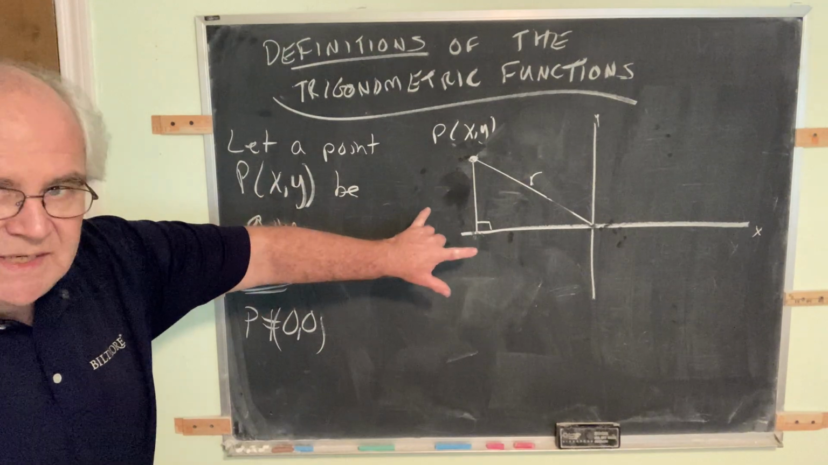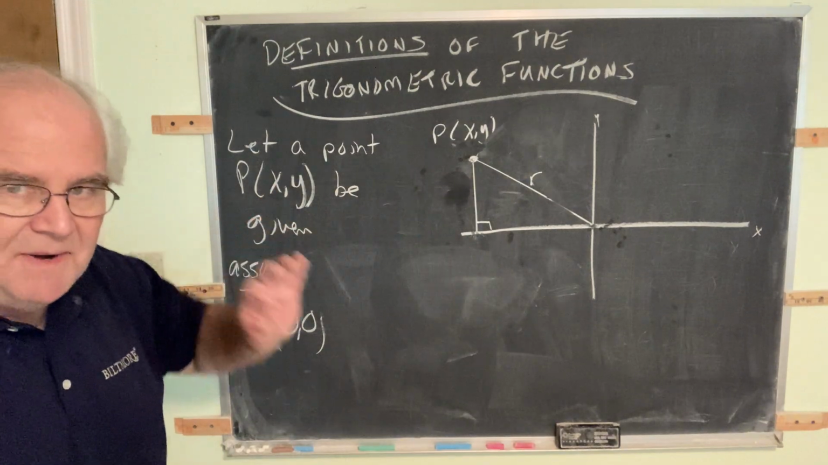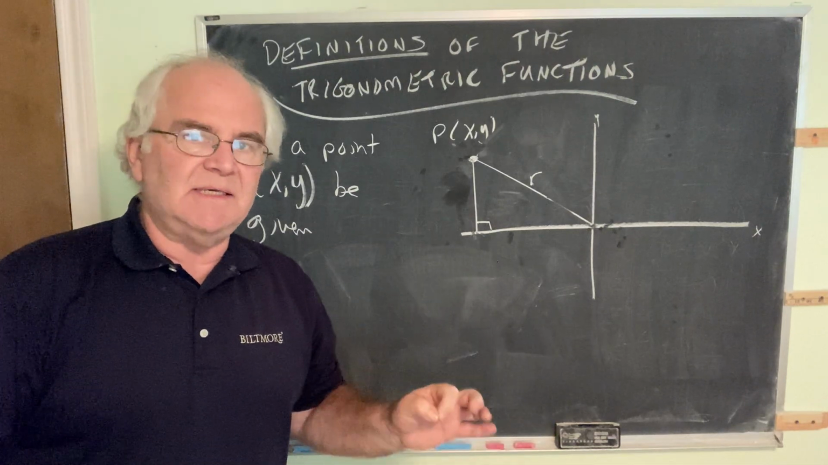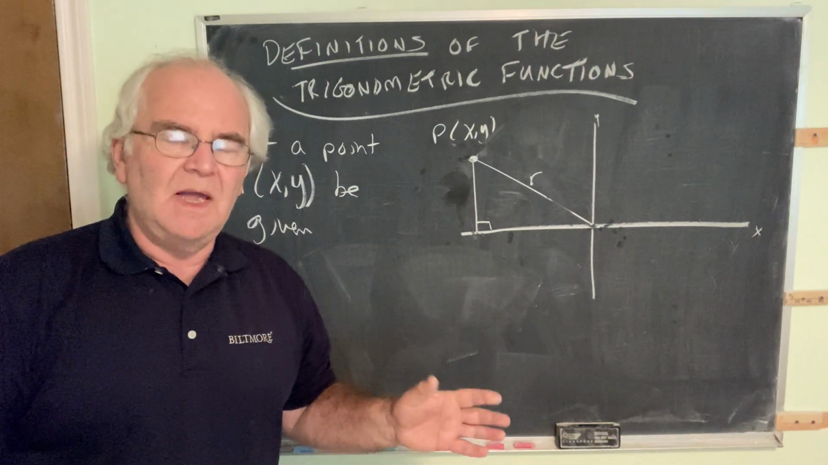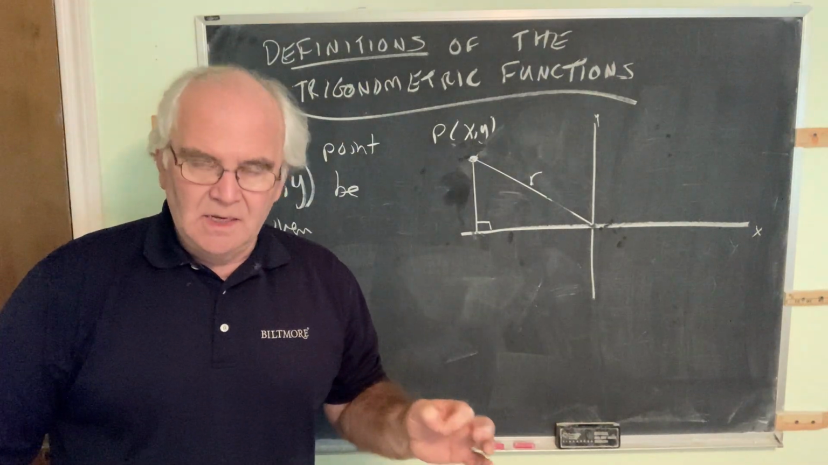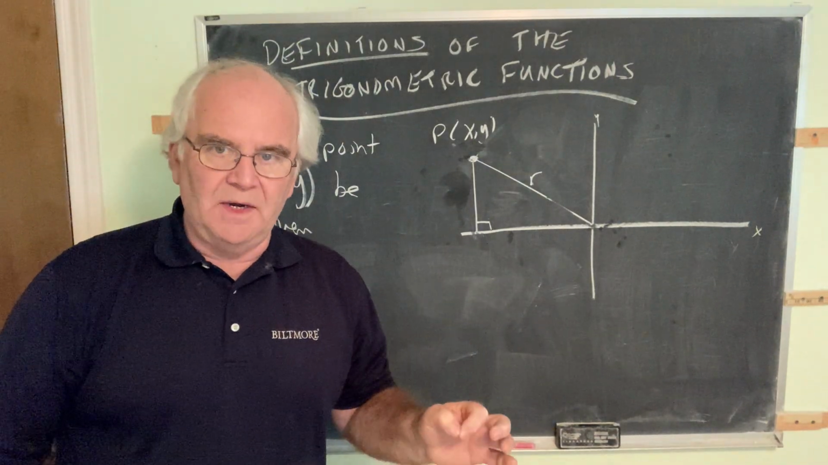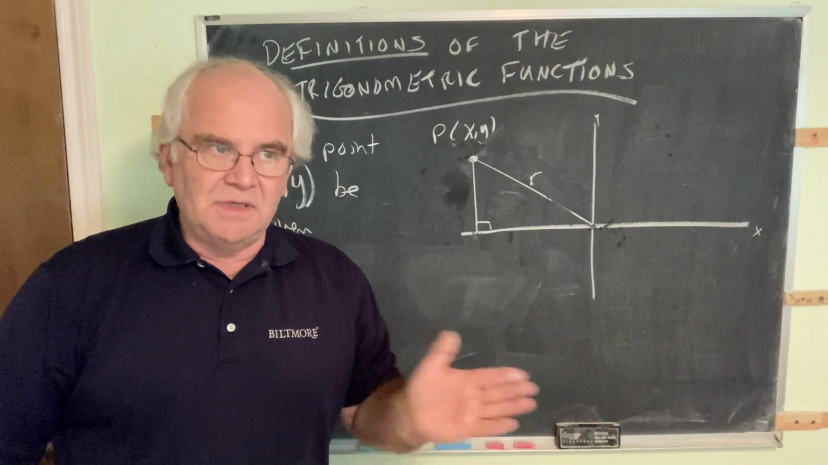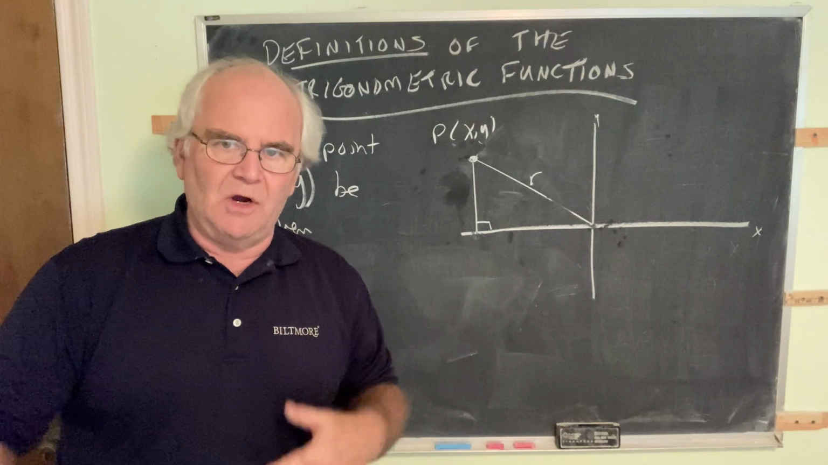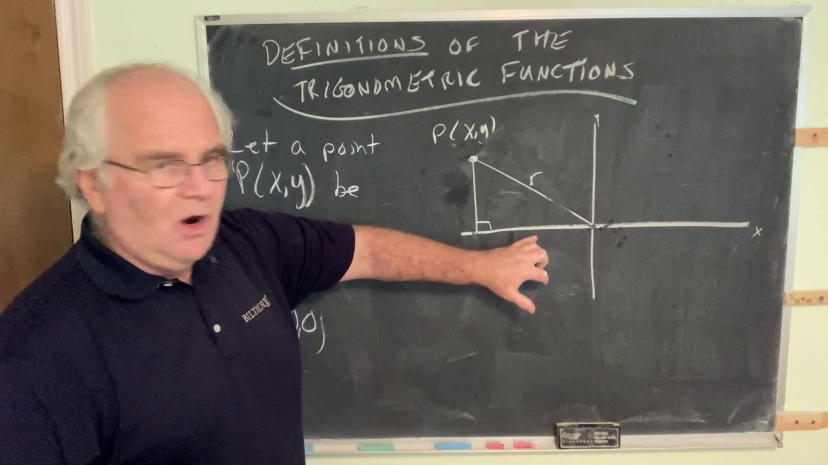When I label these sides, I am not going to label them with the distance. Distance cannot be negative. I'm going to label them with the coordinate. Some would argue you could introduce a notion called directed distance. We're going to forego that. I'm going to label the coordinate.